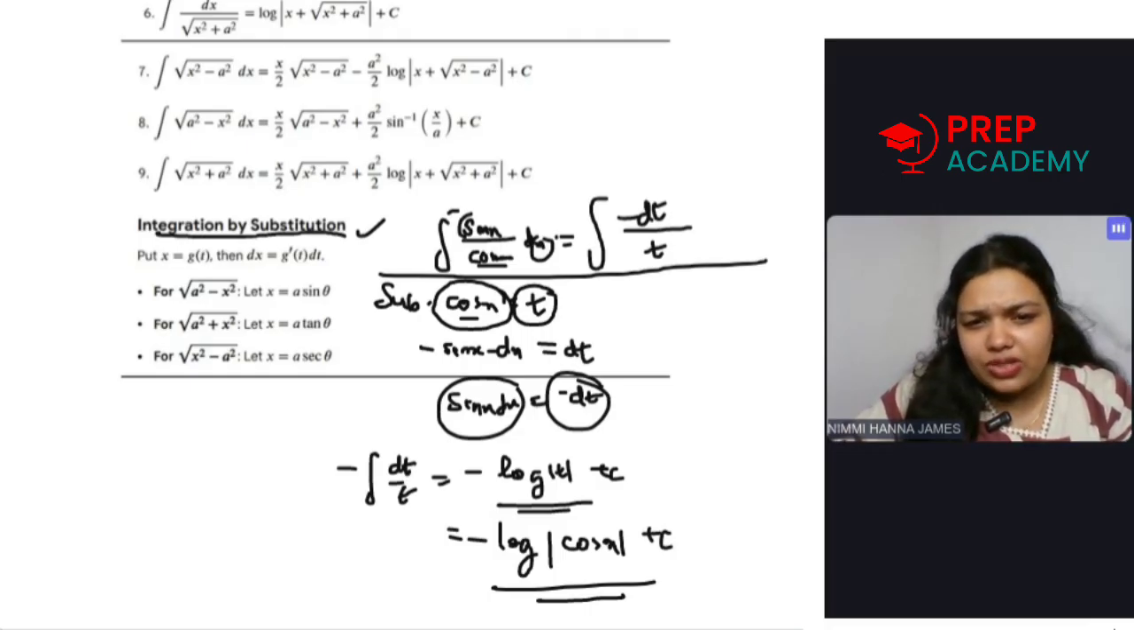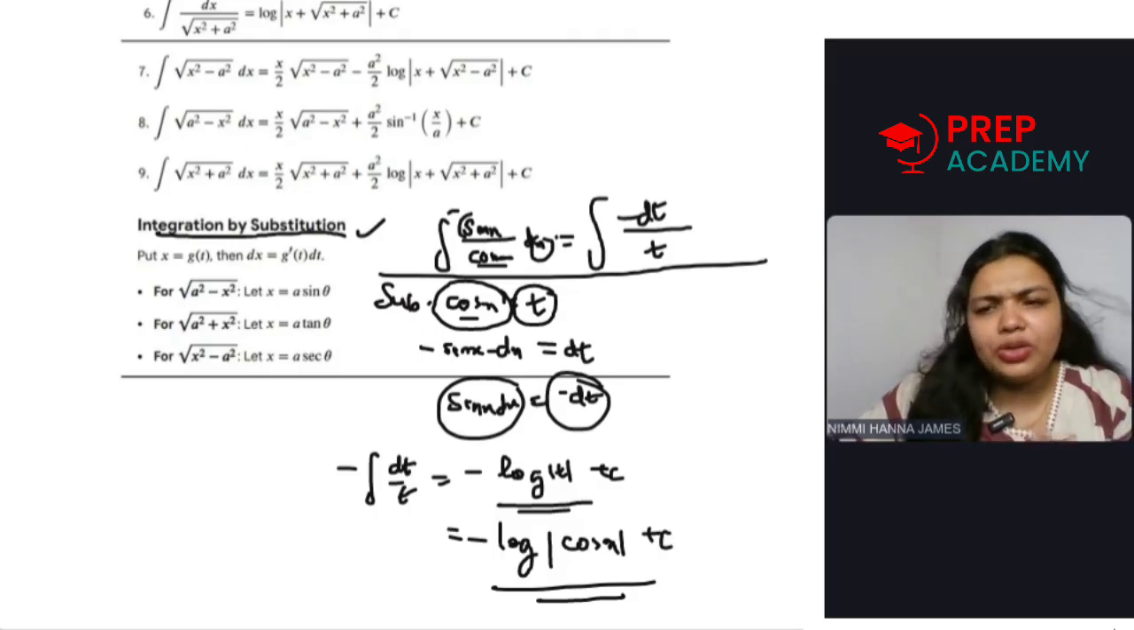When we search for substitution, we just check whether its differential is also present there, then we can use the substitution method. Okay, so this is how the substitution method is done. We substitute one of the terms as cos x is equal to t, and differentiate it and make it suitable for the question, and just substitute and differentiate.